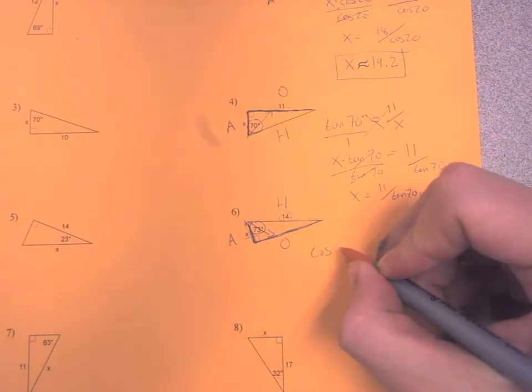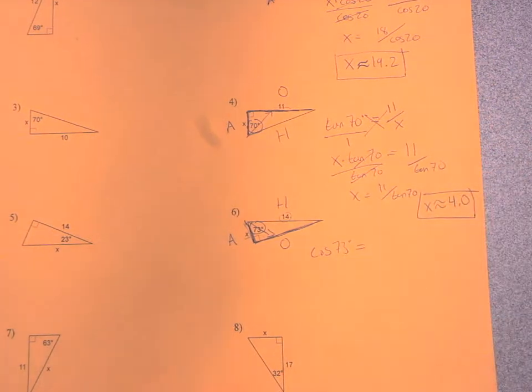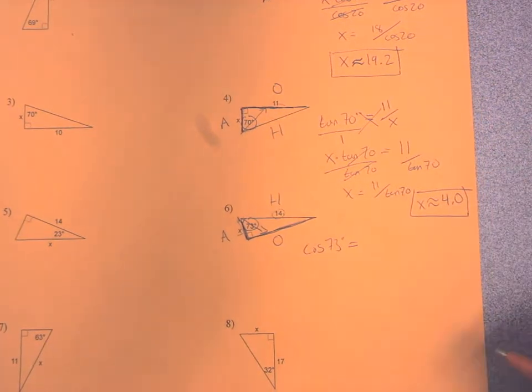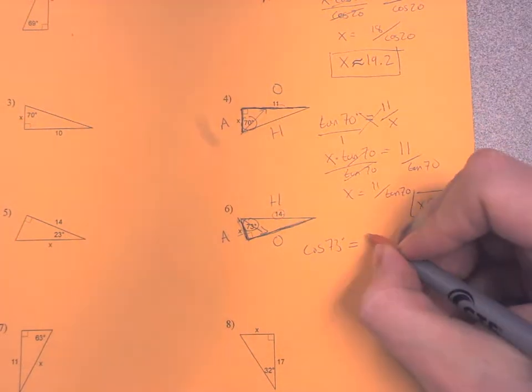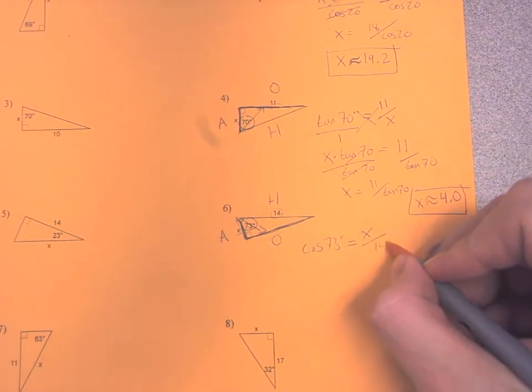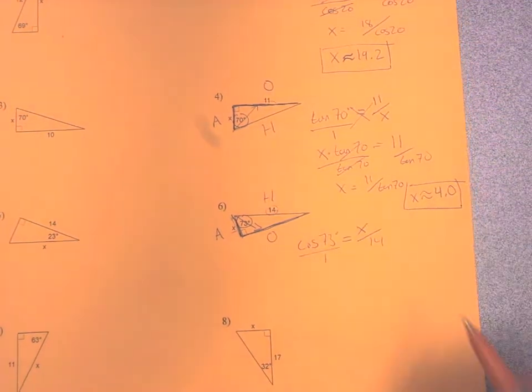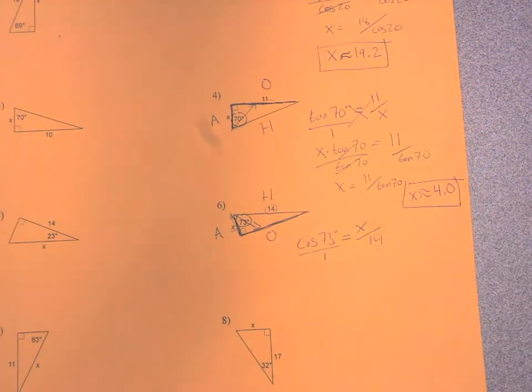The cosine of the 73-degree angle is equal to the adjacent side, that's the x in this case, divided by the hypotenuse, which in this case is 14. Okay, we'll put it over a 1 there so that we have a proportion. We're going to cross multiply.